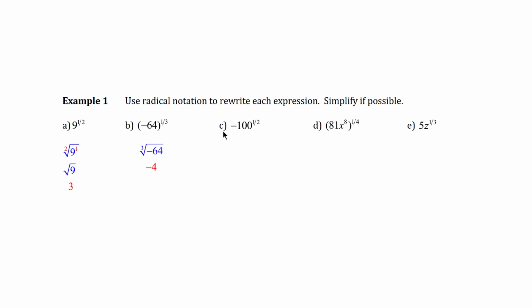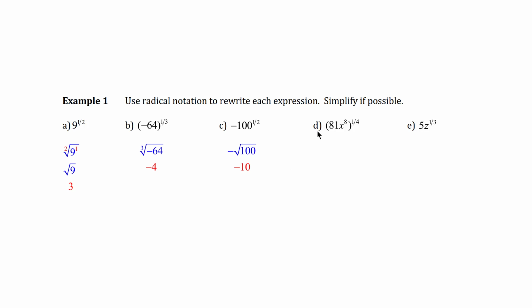Moving on to part C, we have negative 100 raised to the 1/2 power. Be really careful with this problem. The 1/2 power is only on the 100. We don't include the negative under the radical when we rewrite this in radical notation. The negative will be outside of the radical. So we would rewrite this as negative square root 100. Next, we could simplify. We just take the square root of 100, which is 10, and then we bring down the negative sign. So we have negative 10 for our final answer.